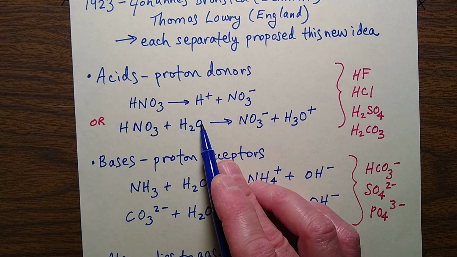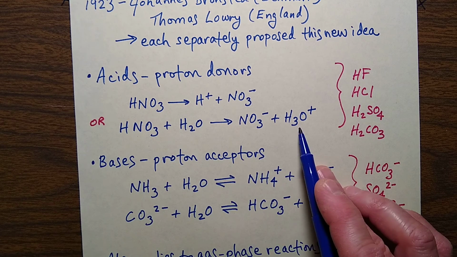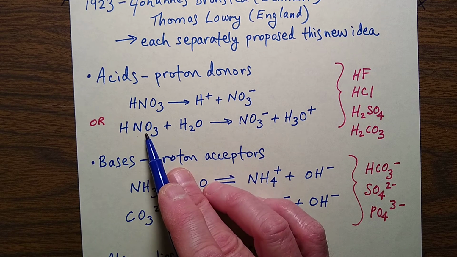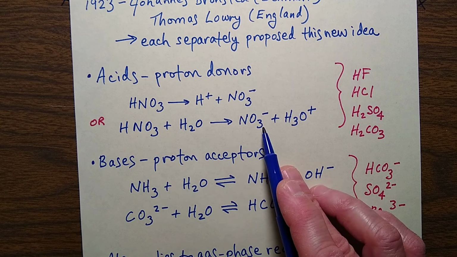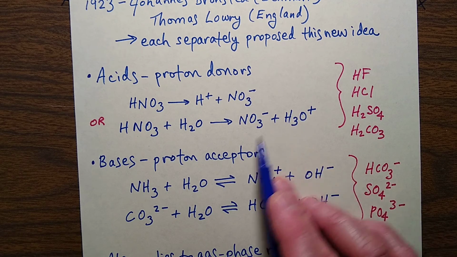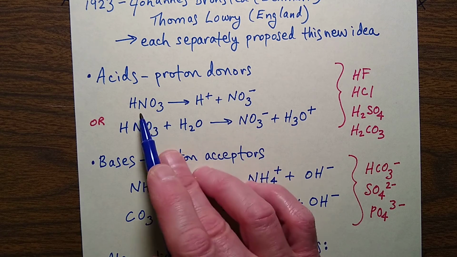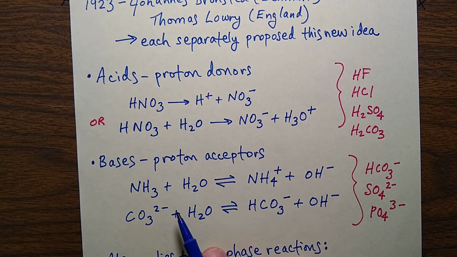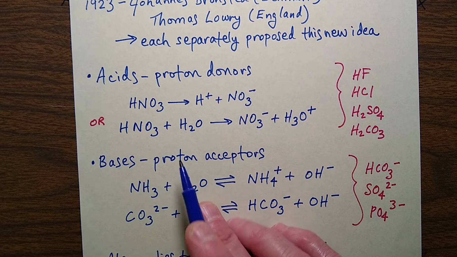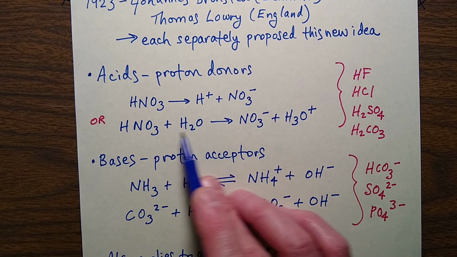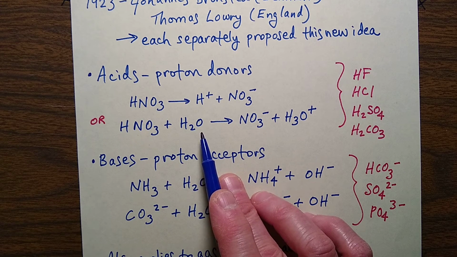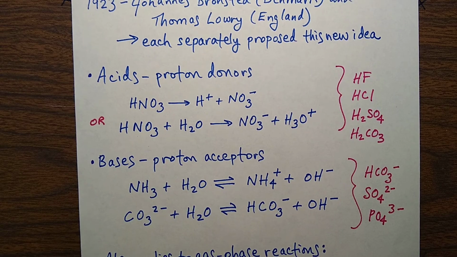The oxygen is accepting the H plus, and it becomes H3O plus. That's called the hydronium ion. And the HNO3 loses its proton and becomes a nitrate ion. Notice that the charges in either case balance. 0 on this side, 0 on this side. 0 here, 0 here. So whichever way you choose to write an acid dissociation, it doesn't really matter. They're both correct. This is just a little more correct, meaning that it's showing you that the water is the key to why this is behaving as an acid.